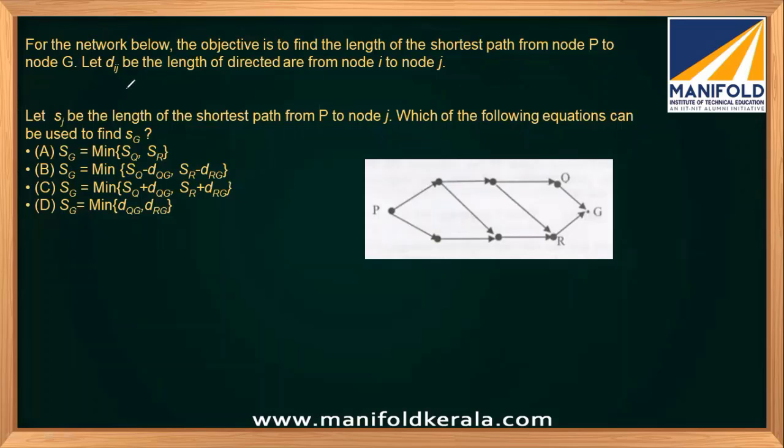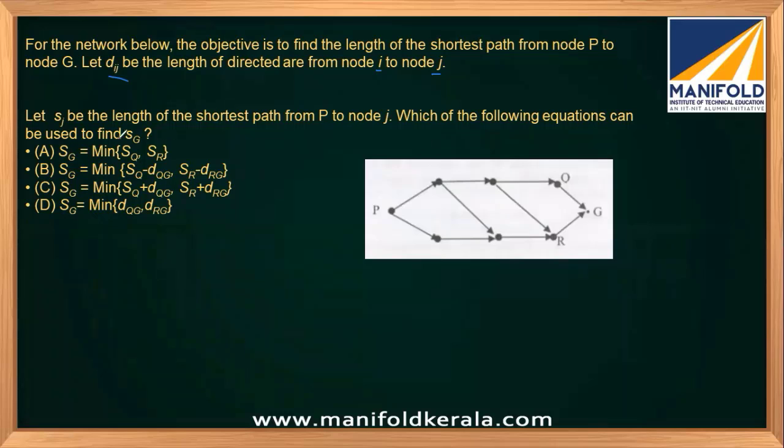So just understand the terminologies. Here it is showing Dij. Dij is nothing but the length from the ith node to the jth node. We have also seen Dij, the duration of this activity. So this is the ith node and this is the jth node. Dij means this duration.